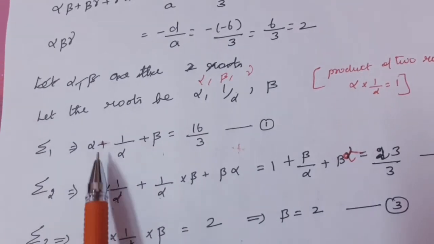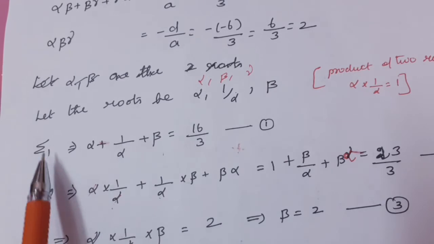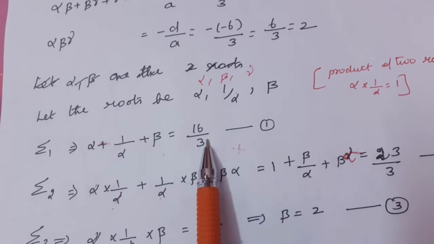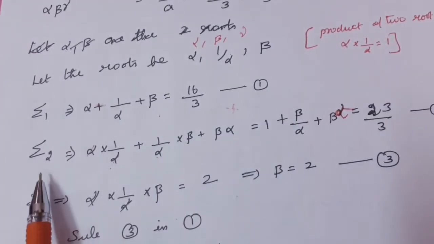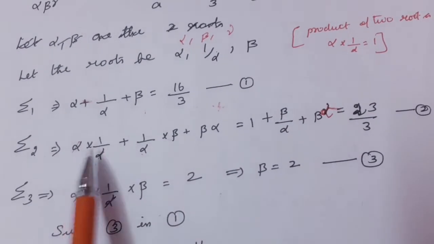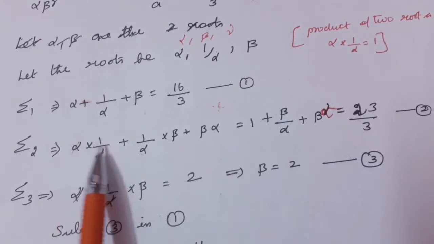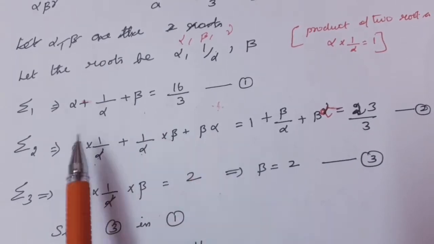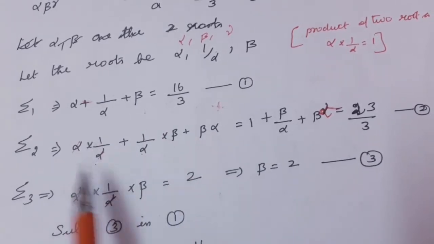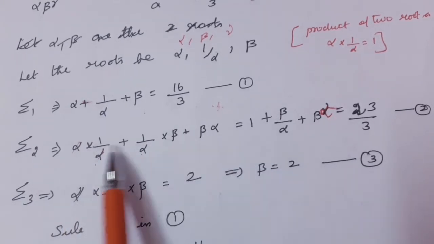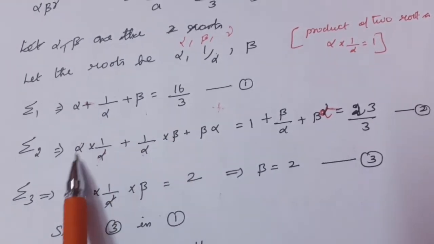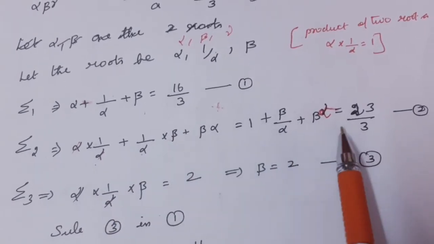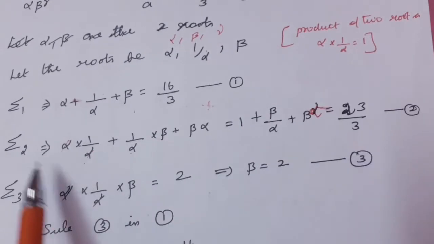Therefore, summation of 1: first add the three roots. Alpha plus 1 by alpha plus beta equal to 16 by 3. Keep this as equation 1. Summation of 2: the product of two roots with the addition. Alpha into 1 by alpha plus 1 by alpha into beta plus beta into alpha. Here alpha is cancelled, we get 1 plus beta by alpha plus beta into alpha equal to 23 by 3. This is summation of 2.